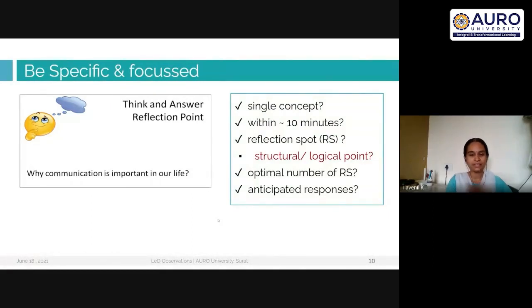So I think we need to agree that the takeaway of this example was that we need to plan it at the exact structural and logical points and keep a question that will tie in with the content that has gone before and what is going to follow later on.